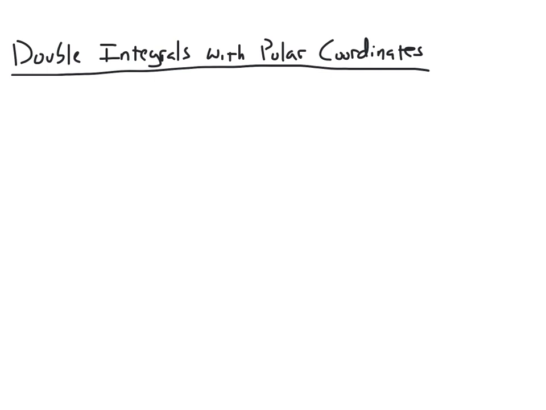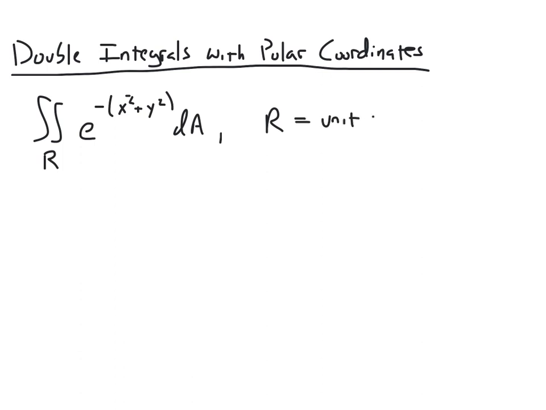In terms of how we would use polar coordinates for double integrals, let's suppose we wanted to evaluate this double integral, the integral over R of e raised to the negative quantity x squared plus y squared dA, where R equals the unit disk, which in Cartesian coordinates is x squared plus y squared less than or equal to 1. So it's the unit circle with the interior filled in. This looks like something that we should be able to apply Fubini's theorem to and use iterated integrals to compute.